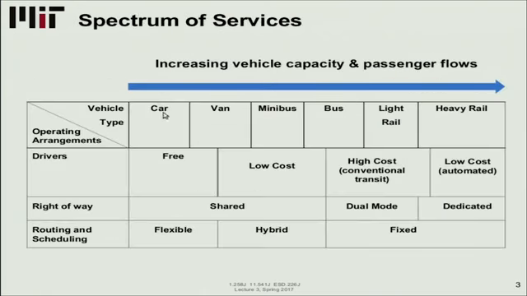Okay, so along that same direction of increasing vehicle capacity and passenger flows, we can also look at what happens to the operating arrangements. And we have 3 operating arrangements listed here, 3 classes. What happens to drivers? What happens to right-of-way? What happens to routing and scheduling?